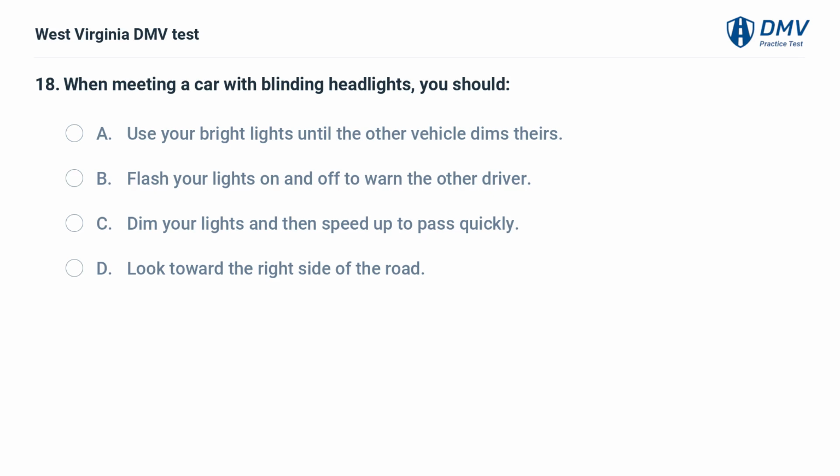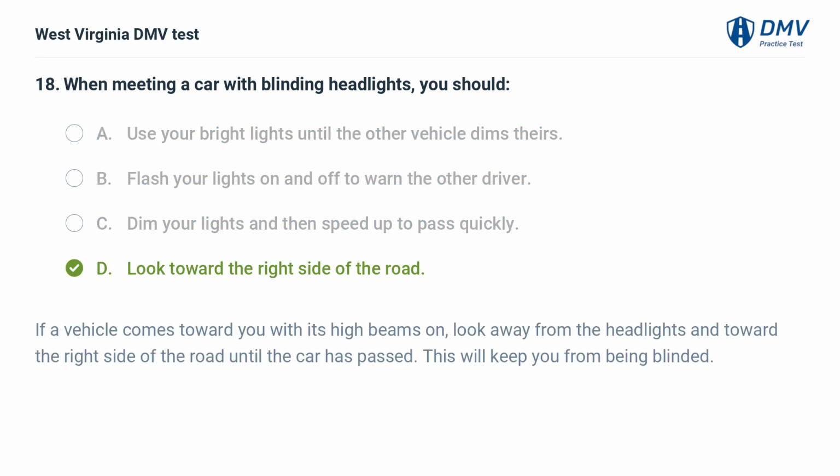When meeting a car with blinding headlights, you should: A. Use your bright lights until the other vehicle dims theirs. B. Flash your lights on and off to warn the other driver. C. Dim your lights and then speed up to pass quickly. D. Look toward the right side of the road.